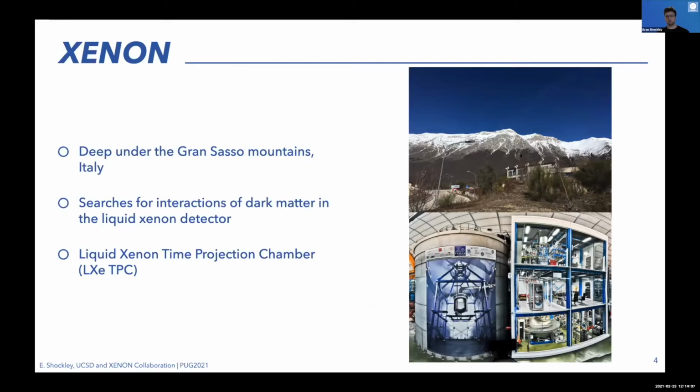Here's a picture of the lab. This is the office building that's above ground. And then under this mountain, there's the underground lab that has a number of underground experiments, with XENON being one of them. Here's a picture of the detector. The heart of the detector is the time projection chamber, or TPC, that's filled with liquid XENON. At the very center here, this is what we're searching for dark matter interactions in.